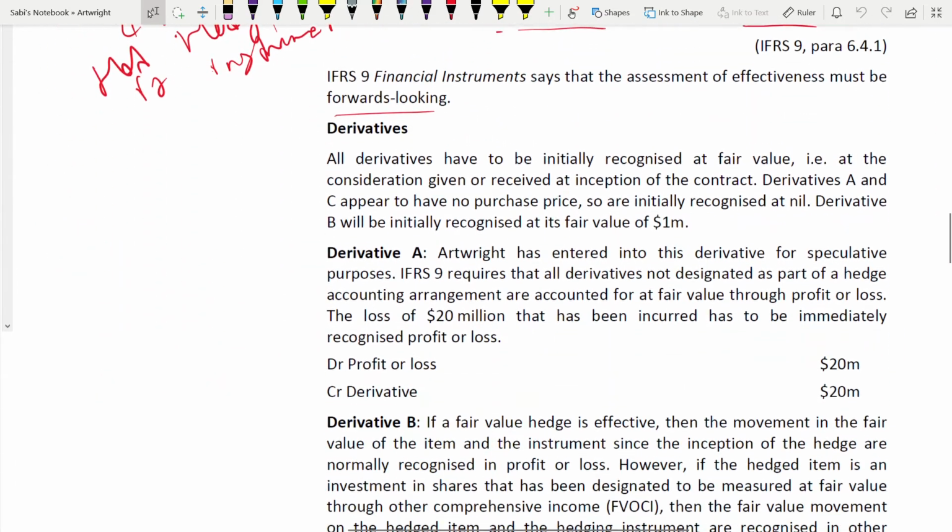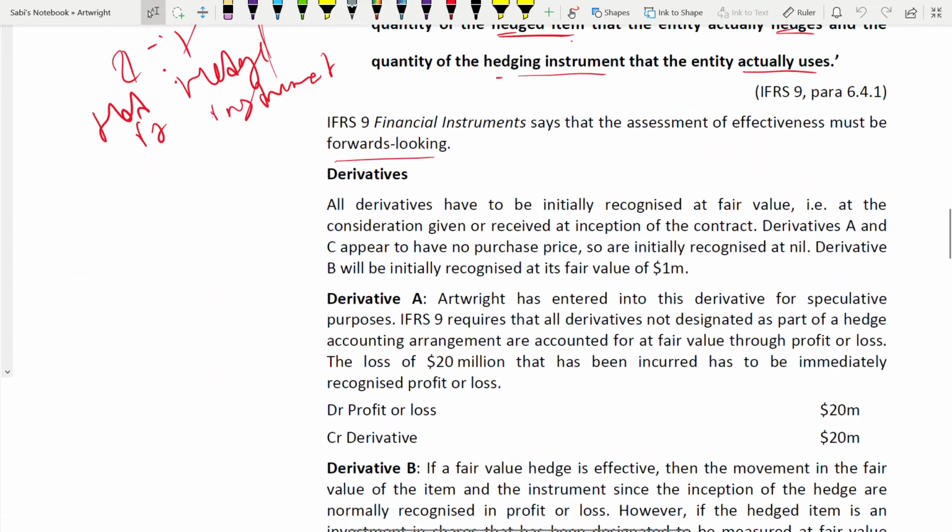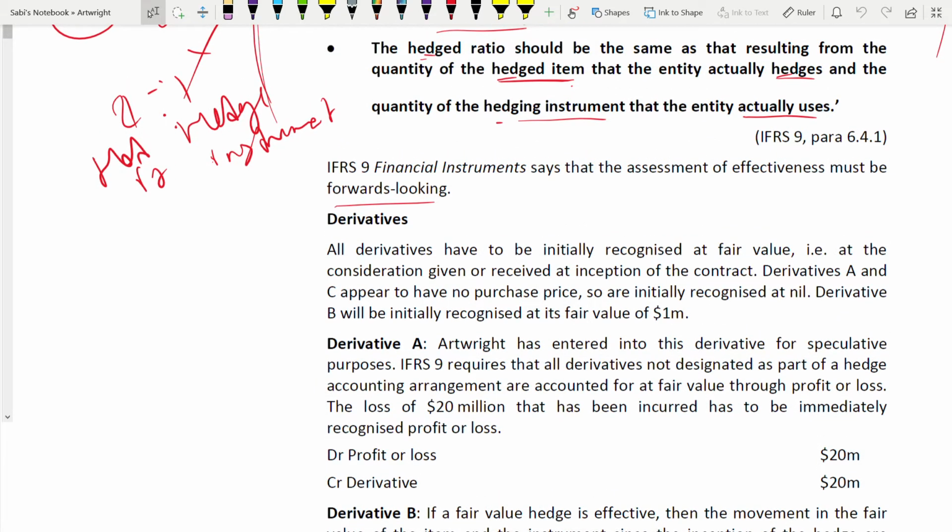Now we are moving towards the derivatives: Derivative A, B, and C. Derivative is very easy. Do not get a shock when you see this in your exam. Do not take it in a complicated manner. Why? Because derivatives are measured at fair value. All derivatives have to be initially recognized at fair value. Subsequent measurement we will go to later, but initially everything is at fair value. Not like your financial instrument or debt instrument, that is amortized cost or OCI or fair value through profit and loss. Nothing like that. Derivatives are all at fair value initially.